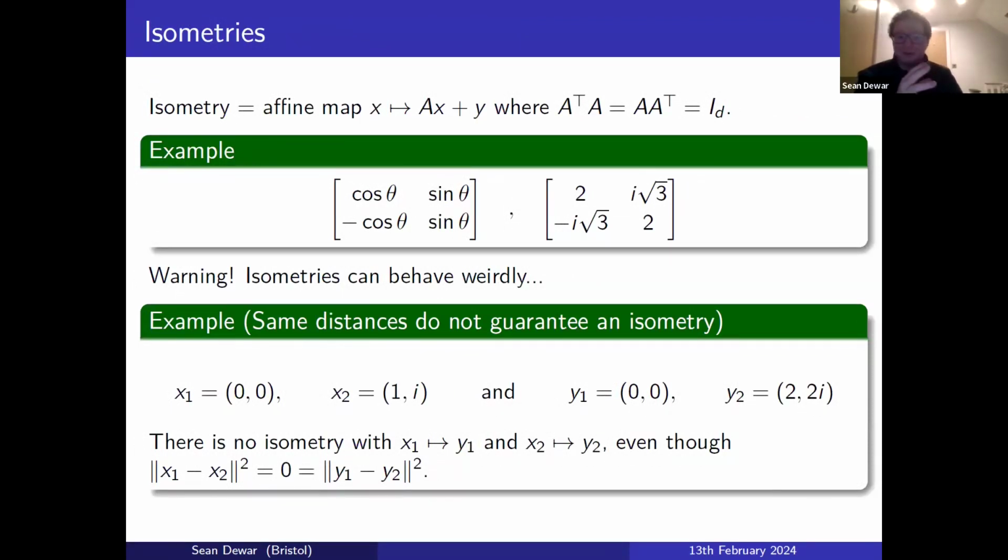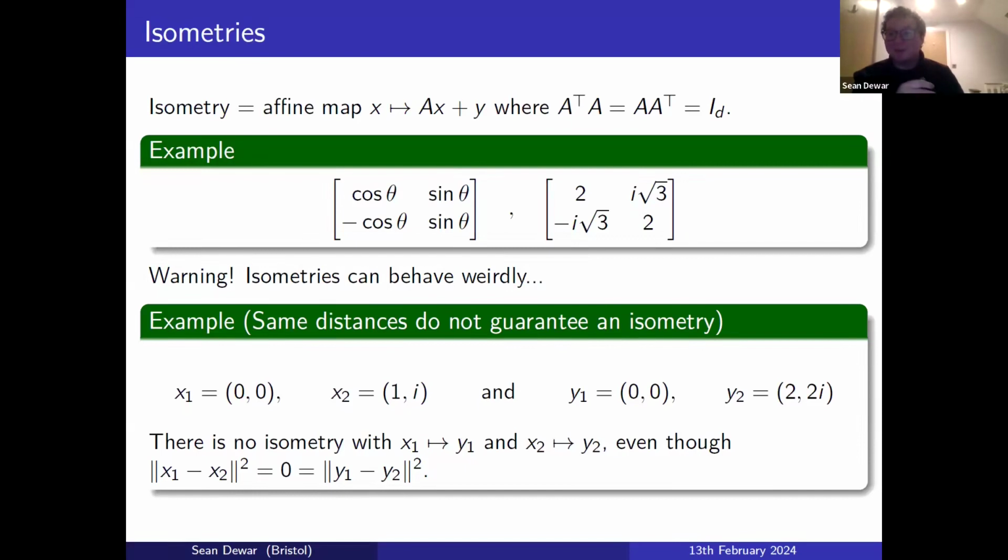Isometries. Now, when I say an isometry, I'm going to mean an affine map. So it takes a point and multiplies it by an orthogonal matrix, just a matrix that satisfies these equations at the top. Examples of this are the ones I've got below: a normal rotation matrix for any theta is still an orthogonal matrix.